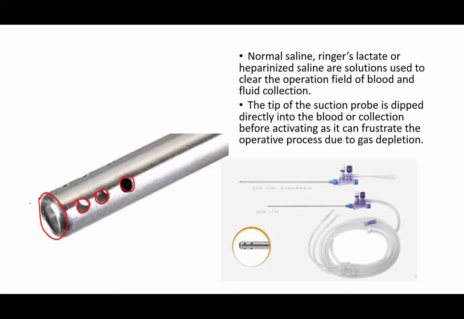collection. The tip of the suction probe is dipped directly into the blood or collection before activating, as it can frustrate the operative process due to gas depletion. Don't forget, you insufflate the peritoneal cavity with gas. As you suck out, it can suck the gas along the fluid you are sucking. So if you want to suction a fluid from the peritoneal cavity, make sure the suction tip is within the fluid before you activate the suction nozzle.